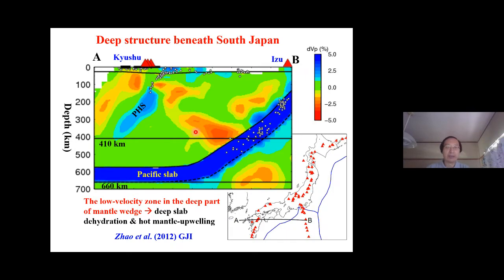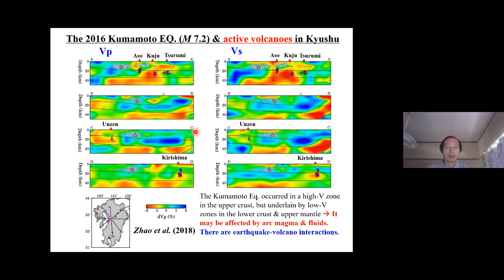This figure shows a P and S wave tomography image beneath Kyushu, passing through the epicenter of the 2016 Kumamoto earthquake in Kyushu. The images are from the surface down to 50 kilometer depths. The two lines show the Conrad and the Moho discontinuities. Here there are several active arc volcanoes like Aso, Kuju, Tsurumi, Dakai. Beneath these active volcanoes, we can see clear low-velocity anomalies. Both P and S wave tomography show the low-velocity anomaly beneath these volcanoes.